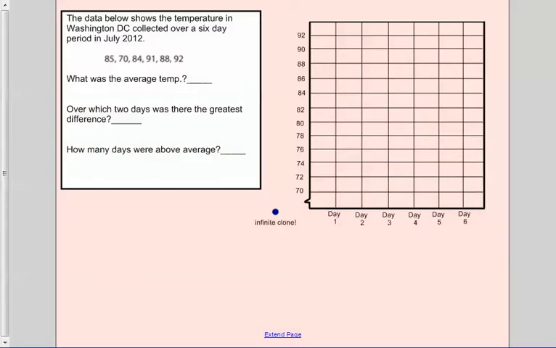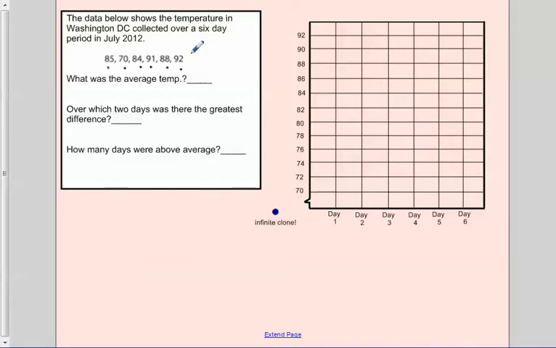Okay, last one. You don't have this in your notes. You need to add this to your notes. The data shows the temperature in DC collected over a 6-day period, July 2012. So there's a list of 1, 2, 3, 4, 5, 6 temperatures. Find the average. So I need to see the addition problem where you add these 6 numbers together, and then where you divide the sum by 6.